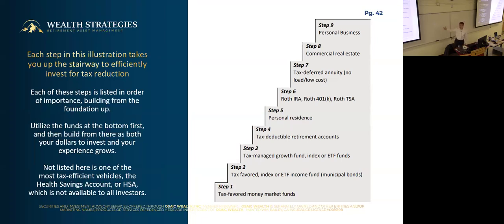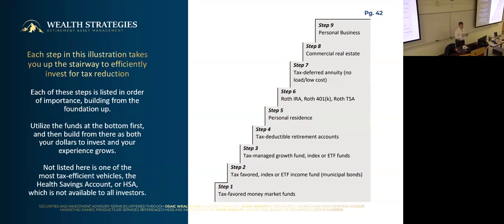So with this sort of ladder that we've got, or the stairway that we've got going on, you might start with tax favored money market funds, things like municipal money market funds, tax managed money market funds, moving up, and usually you put emergency funds or just liquid cash in there. You might move up to tax favored index or ETF funds, ETF income funds. So we're talking about those municipal bonds, tax exempt income, stuff like that. Then you might get to the tax managed growth fund like we talked about earlier.